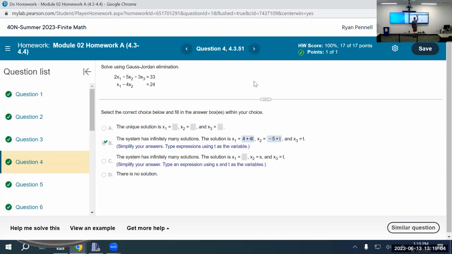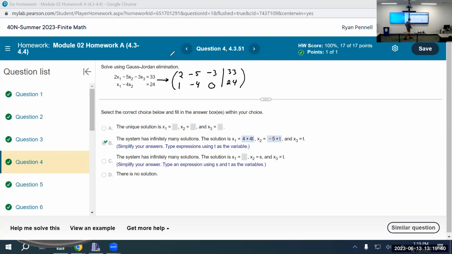It asked me to use Gauss-Jordan elimination, so that's what we do. And I'll turn this into a matrix. So that's 2, 1, -5, -4, -3, 0, 33, 24. Okay. So as I say, we have 3 variables, 2 rows. So it's either going to be infinite solutions or no solution. It won't have a unique solution.